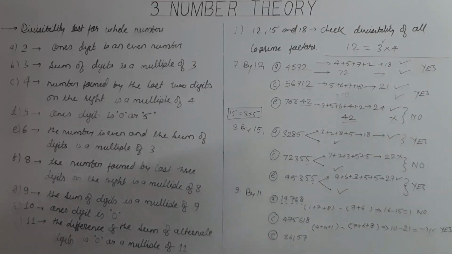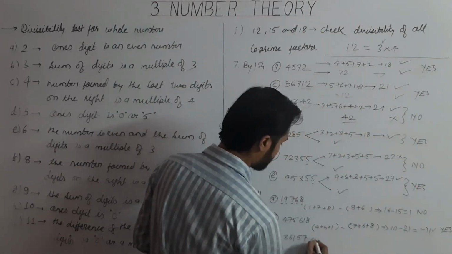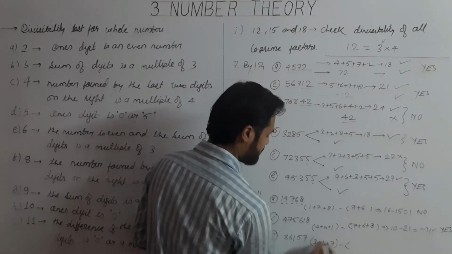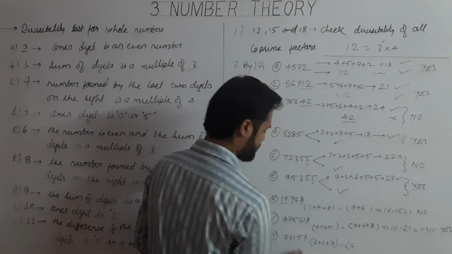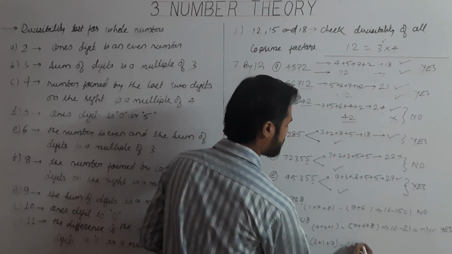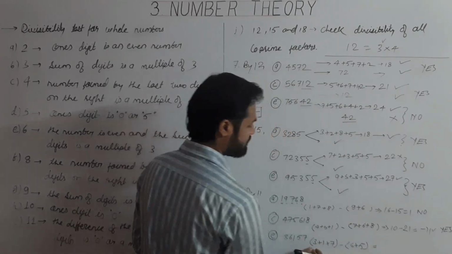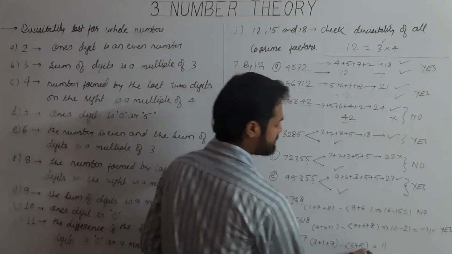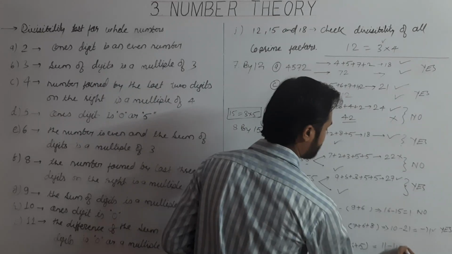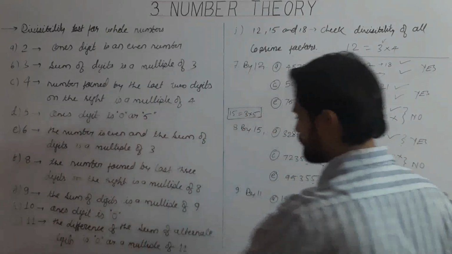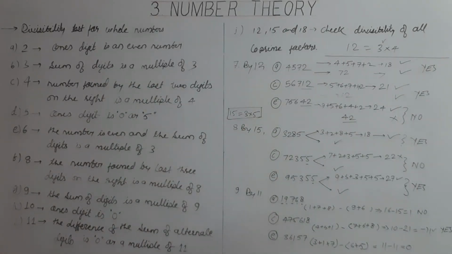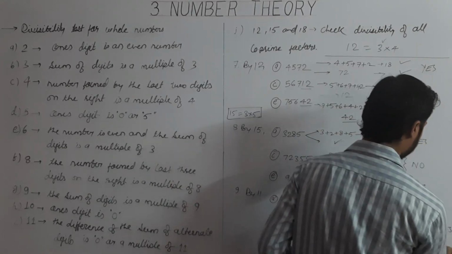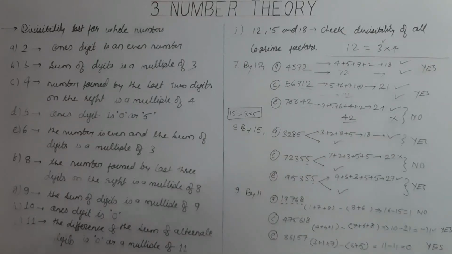Last 36157. 3 plus 1 plus 7 minus 6 plus 5. So 3 plus 1, 4, 4 plus 7, 11, 6 plus 5, 11, totally 0. So sum of alternate digit is 0. Yes. So this number is divisible by 11.